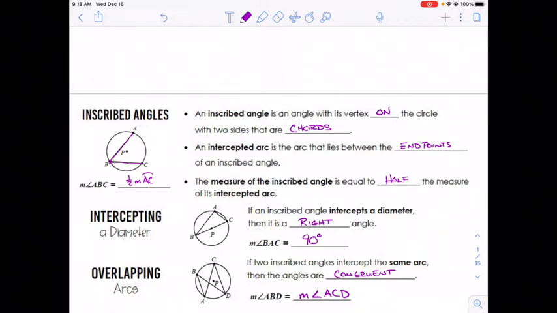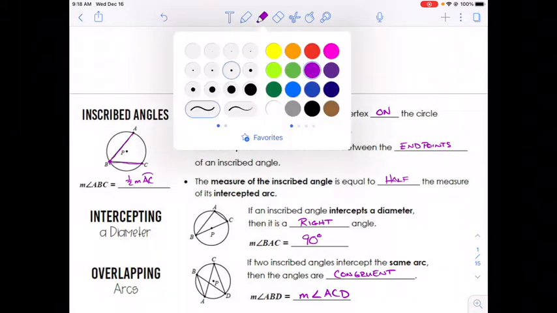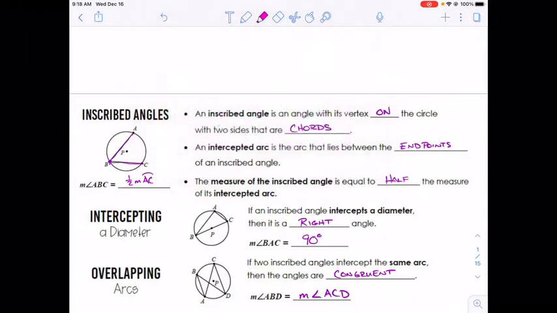The intercepted arc, that's another name for the arc that this inscribed angle opens up to. Okay, so we say it opens up here to this intercepted arc. It's made up of those two endpoints of the angle. So we have angle ABC, A and C are the endpoints here. So that's the arc it opens up to.